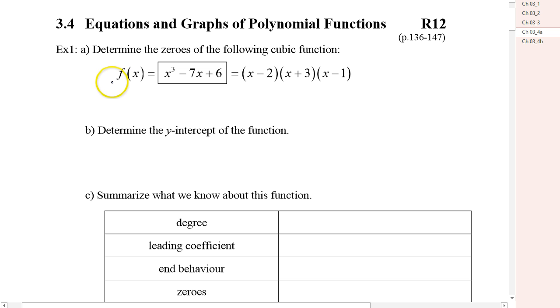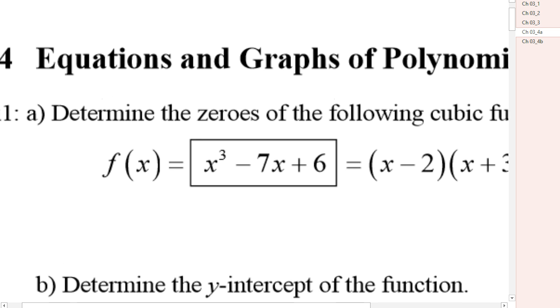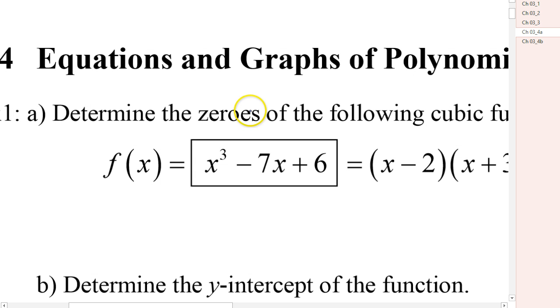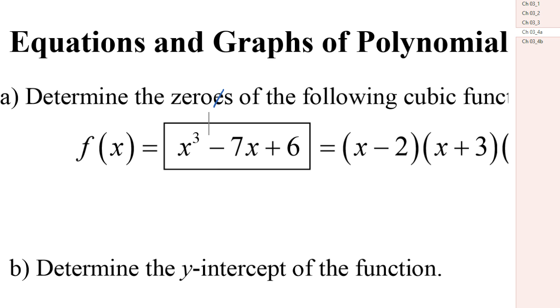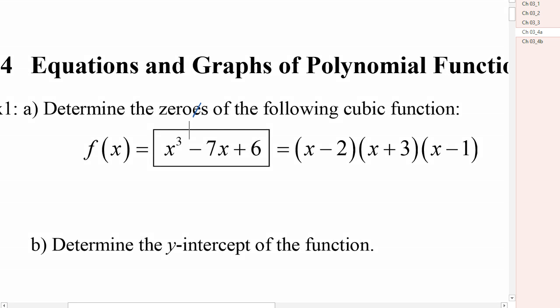So first of all, let's do this first example. It says example 1a, determine the zeros of the following cubic function. And just by the way, I didn't make these notes. You can write zeros with the e or without the e. Either way is fine. I think I end up writing it without the e. But in any case, determine the zeros of the following cubic function. So what are the zeros? Well, first of all, the zeros are from this one, 2, -3, and +1.